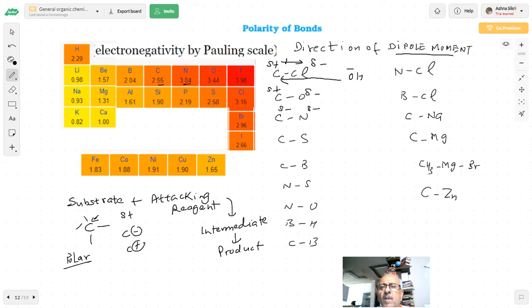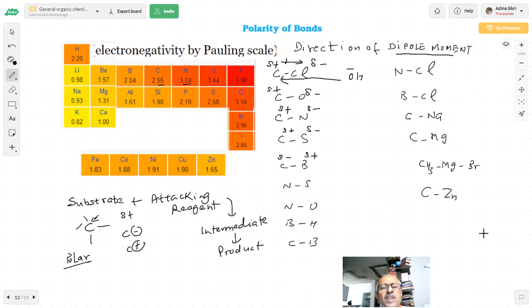This is positive. Carbon and sulfur. Where is sulfur? Sulfur is 2.58. Carbon is 2.55. Yes, sir. Sulfur, there is some difference, not big, but some difference. What about carbon and boron? Boron, sir, carbon is more. Carbon is 2.55, this is 0. So carbon will become negative, this will become positive.